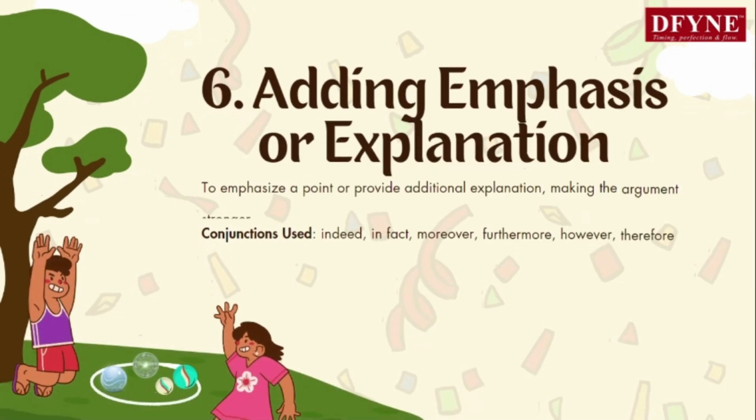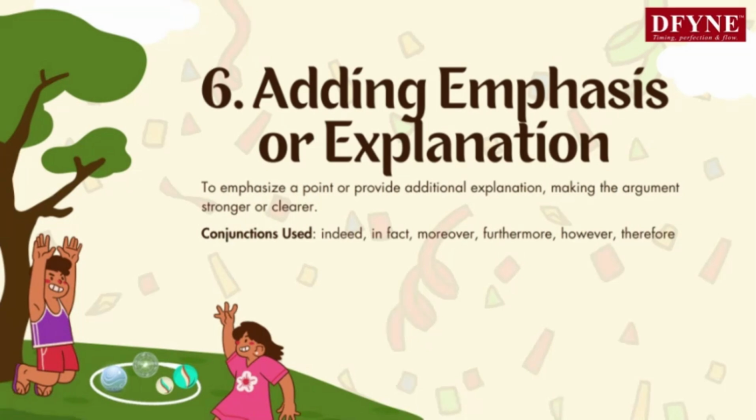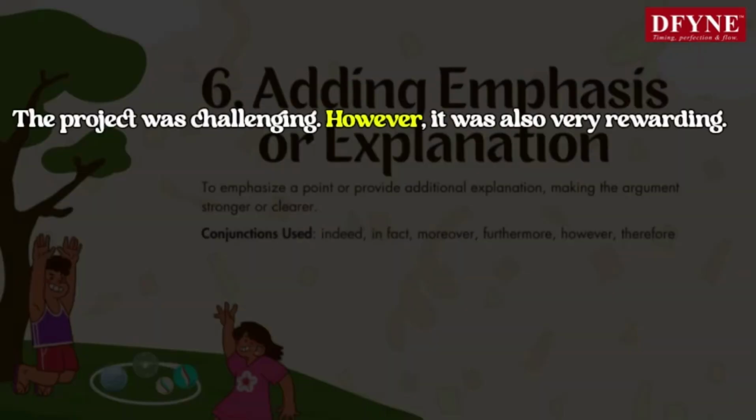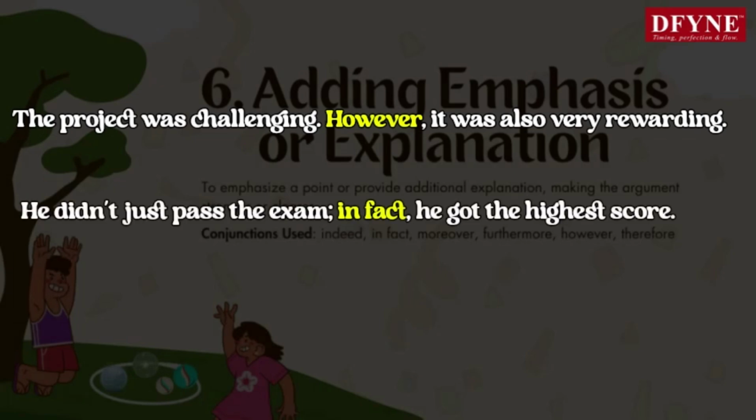The last one on our list today is adding emphasis or explanation. Here, we need to emphasize a point or provide additional explanation, making the argument stronger or clearer. The project was challenging. However, it was also very rewarding. Adds a contrasting point. He didn't just pass the exam. In fact, he got the highest score.